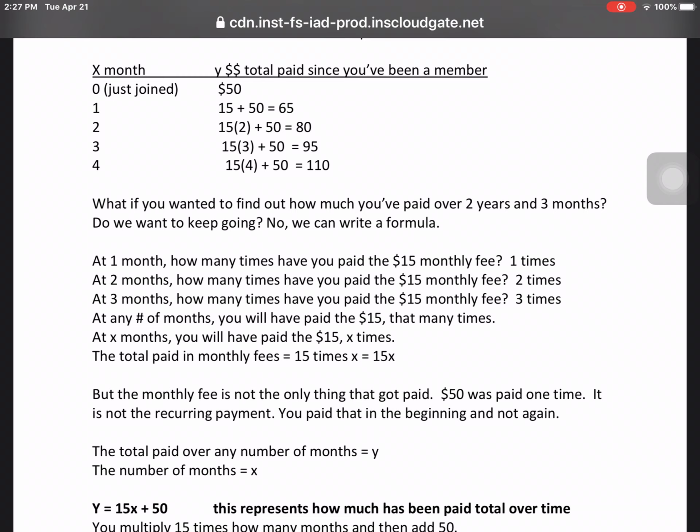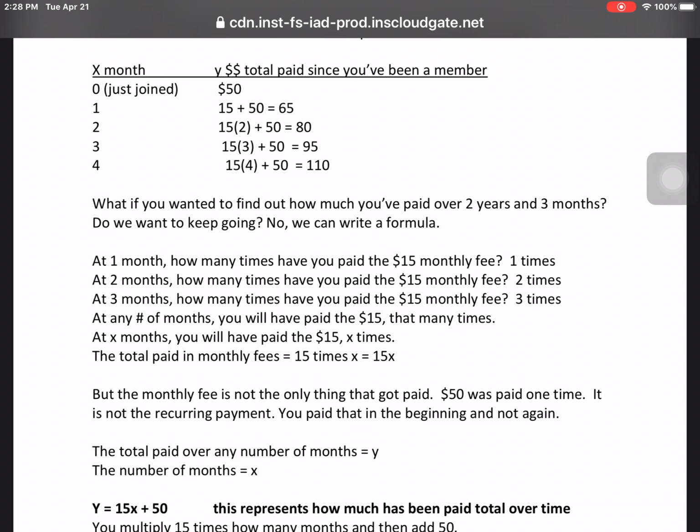On the right side, 4 months, on the left side, 4 months for X. How much have you paid? You've paid 15 times 4 plus 50. So what if you wanted to find out how much you've paid over any amount of time? You don't want to keep going with the list. You can figure out a way to write a formula.